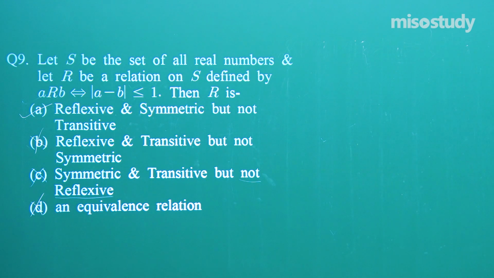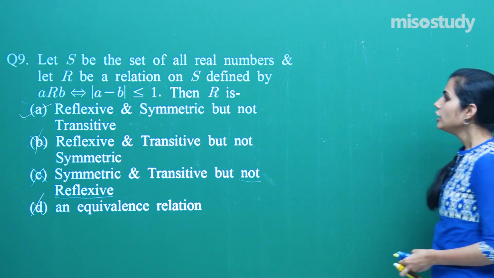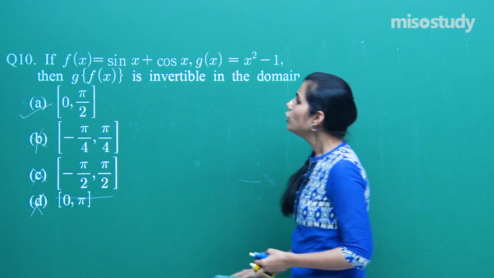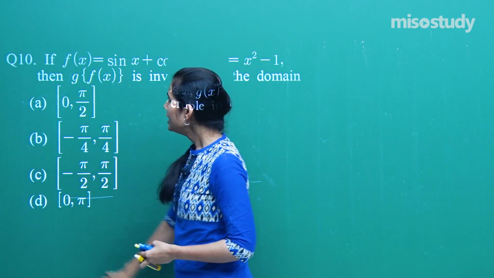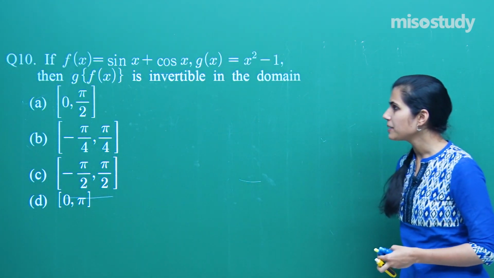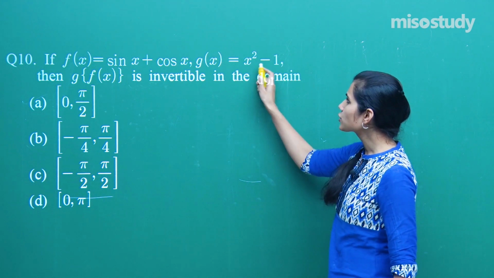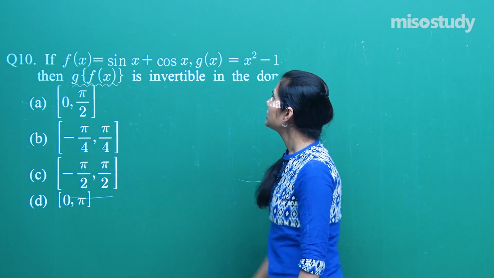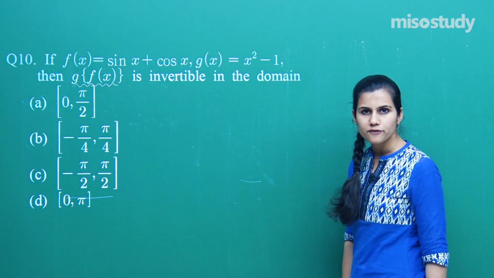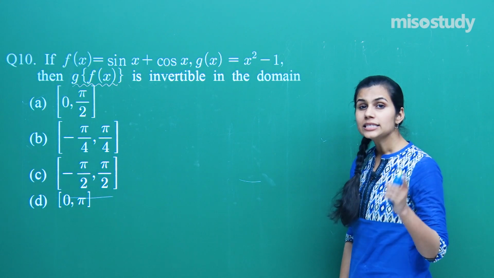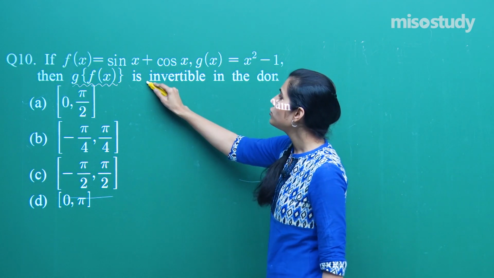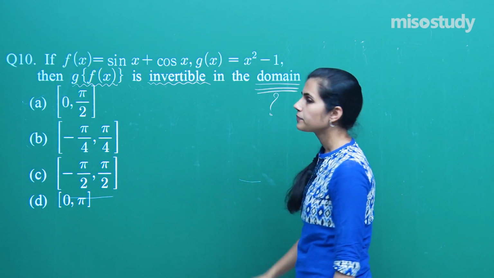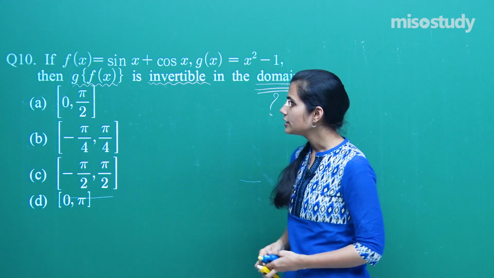The next question, the very last one in the league, talks about what? It is trying to again give you two functions. It is saying suppose f(x) is sin x plus cos x, g(x) is x square minus 1, then what do you think about the injectivity and surjectivity of gof(x)? In fact, it doesn't ask you that, it is already giving you that this is invertible in which domain? Let's try and decode this question.